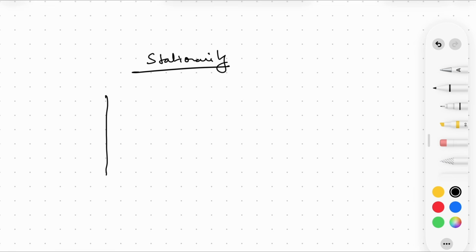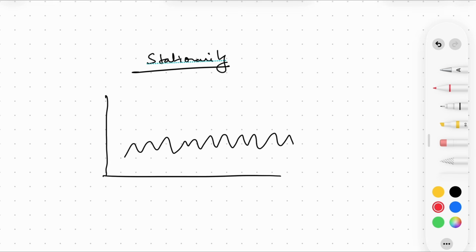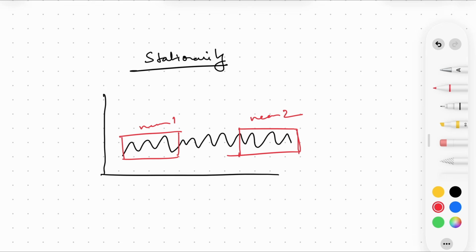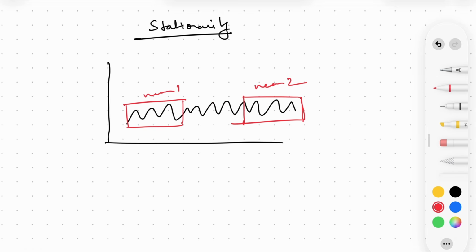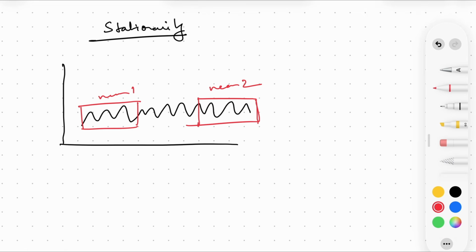For example, let's look at this example. We have something like this. Now, if you pick this horizon and calculate the mean of this, mean 1, mean 2, it should be very similar. So in this case, we can call this time series stationary, and mean is just one factor of it. We can also look at variance over time. So you need to understand two simple terms. First is mean over time, and second is variance over time.